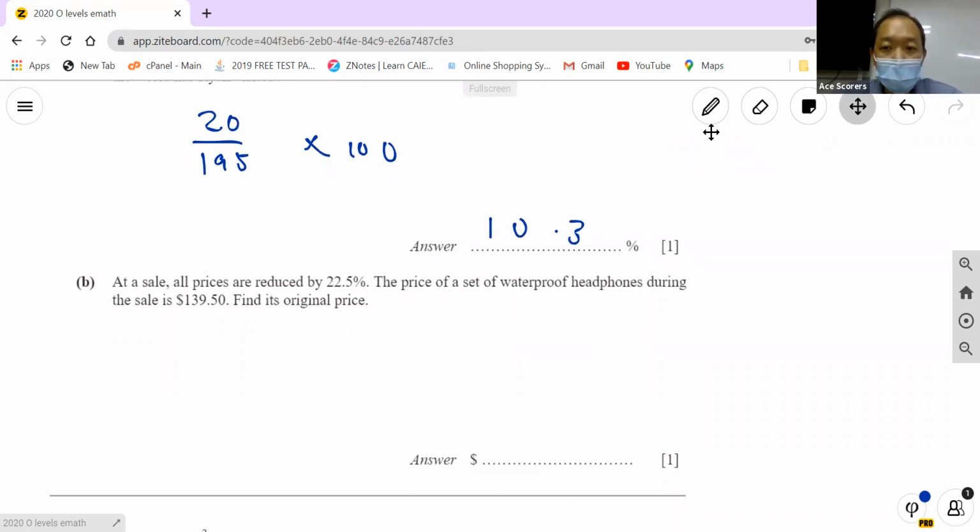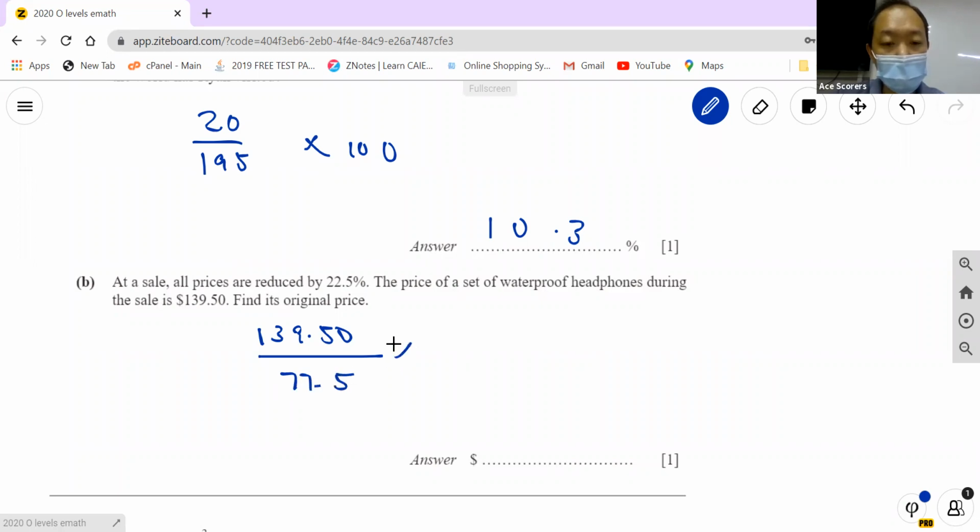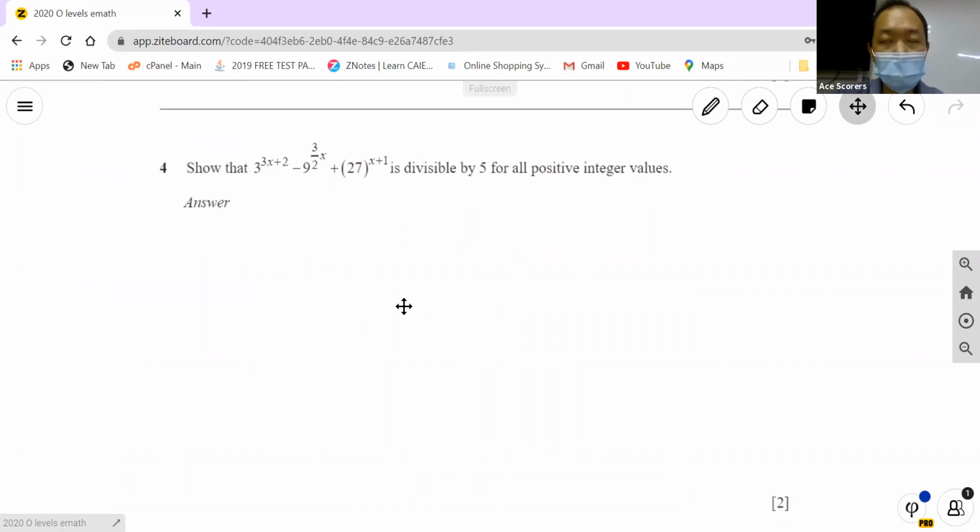All prices are reduced by 22.5%. The price of a waterproof headphone is 139.50. So that means this is reduced by 22.5%. We take 139.5 divided by 77.5, then times 100. This will give you $180.